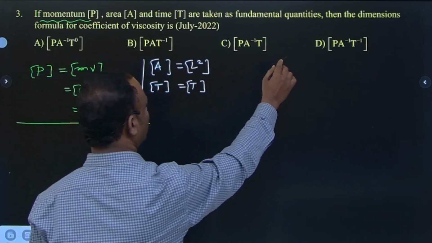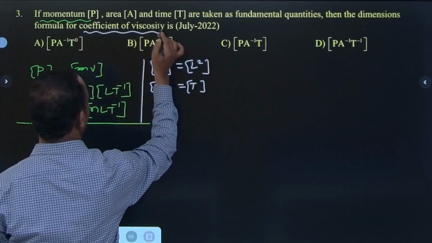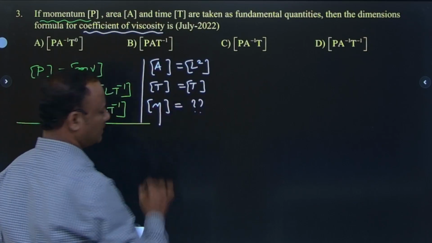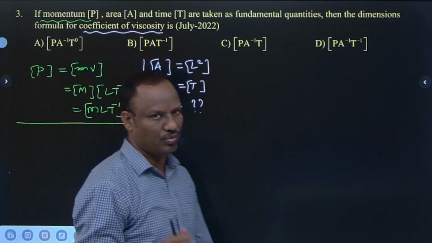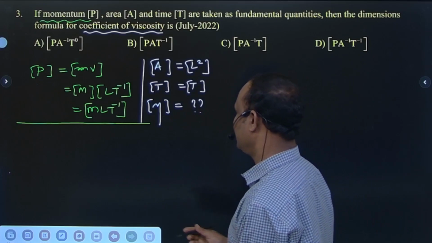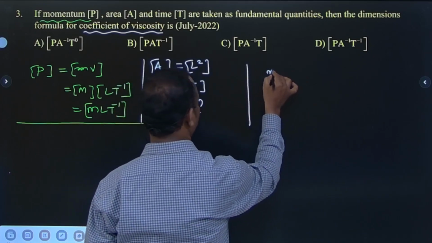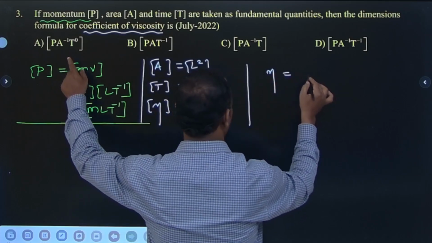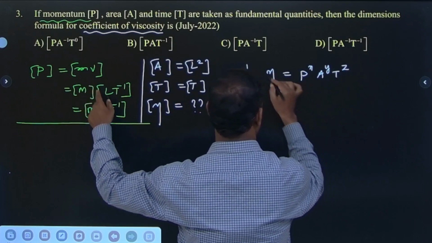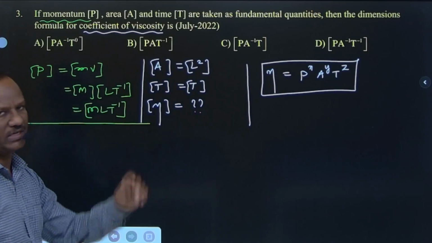Then the fundamental quantities, then the dimensions of the coefficient of viscosity. What is the dimensional formula of the coefficient of viscosity? We can do this in two ways. One is to get the relation between physical quantities, that is, the dimensional formula of eta is equal to P to the power x, A to the power of y, T to the power of z. Then substitute the dimensional formulas, compare the equations, and you will get the answer.